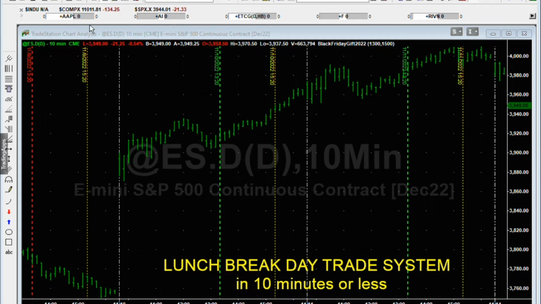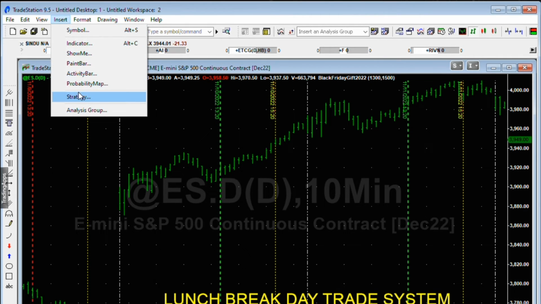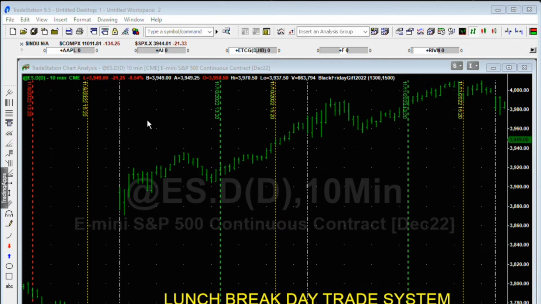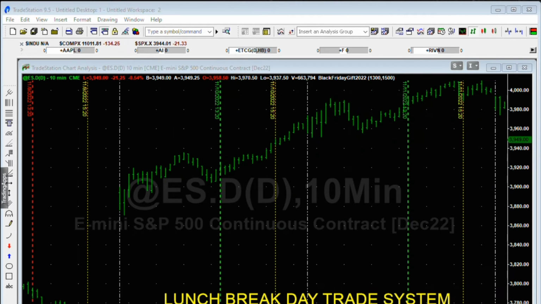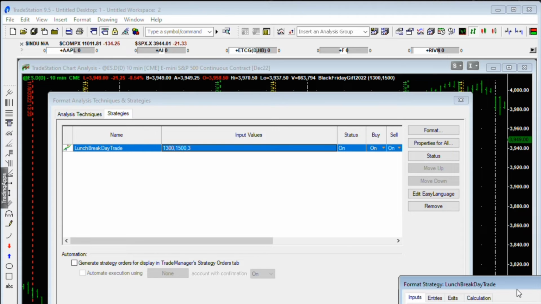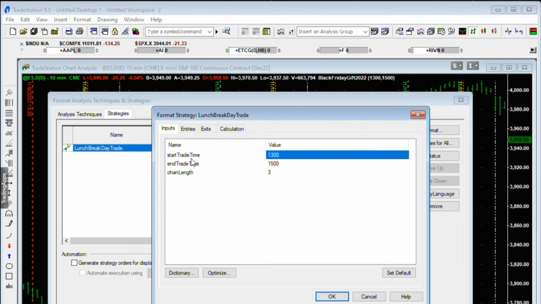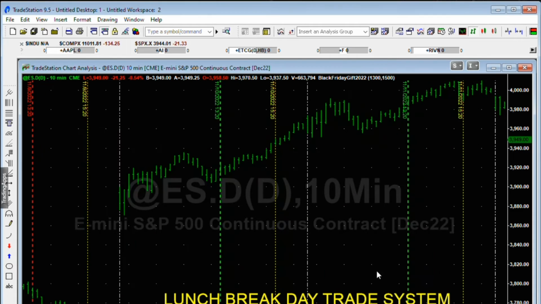Let's insert our newly minted trading system, day trade system. Insert strategies. What is that? Lunch break, day trade. There it is. Boom. 1300 is the time we want to start trade time. I can take a breakout of the last 3 10-minute bars after 1300 or at 1300. I don't want to take any new trades after 1500, and my channel length is 3. Close it. Hopefully it works.